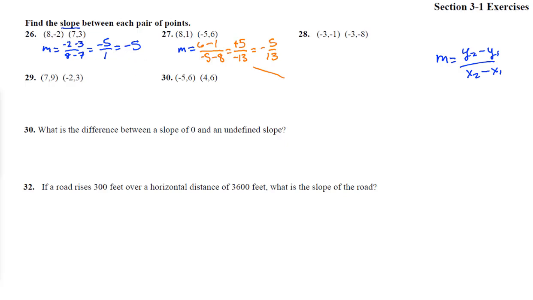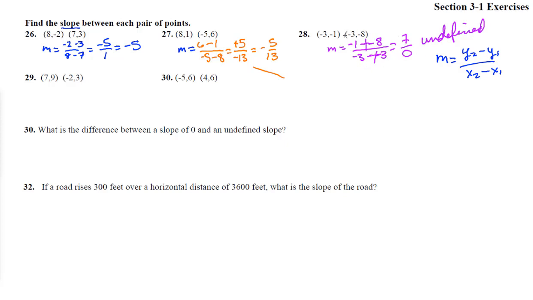Okay, number 28. Slope is going to be negative 1 minus the negative 8 over negative 3 minus the negative 3. Don't forget, you are subtracting that whole number. So this becomes a plus, and that becomes a plus. So we get 7 over 0. Ooh, that is undefined. That's bad news when you try to divide by 0.